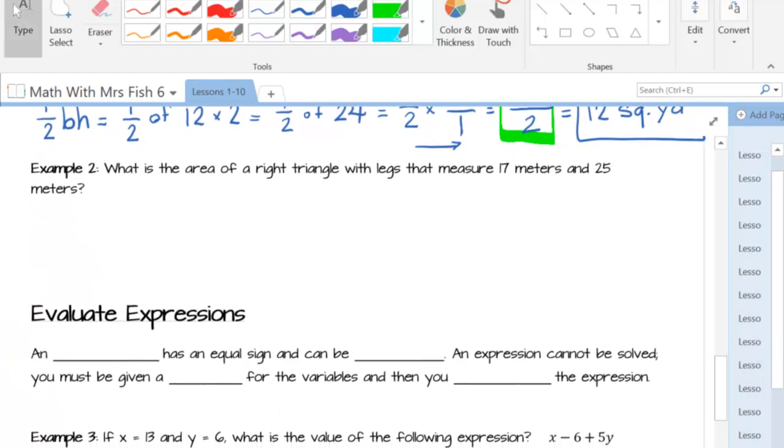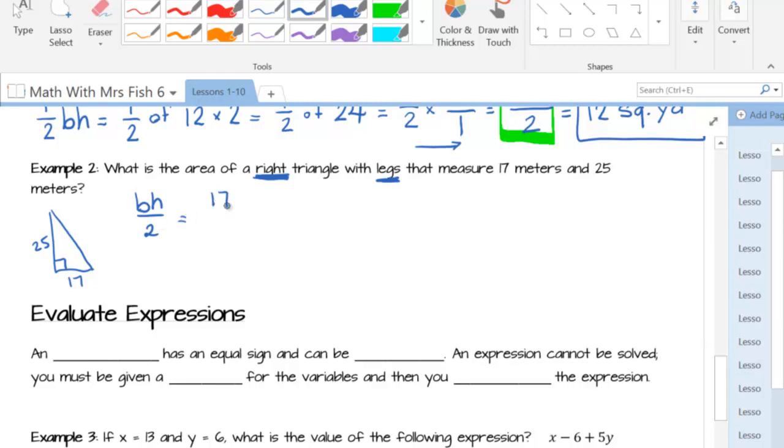The students are going to have an opportunity to do another example. In this example, we see that there is no drawing, but the word right is in the problem. What is the area of a right triangle with legs, there's that vocabulary word, that measure 17 meters and 25 meters? Some students might find it helpful to draw a little sketch. And I give students the opportunity to choose which formula they want to use. I'm going to demonstrate it with base times height divided by 2.